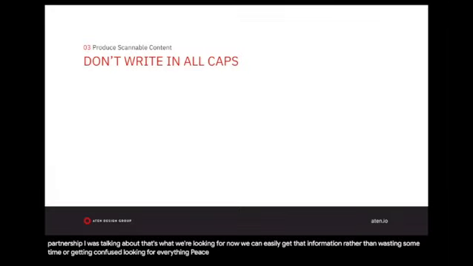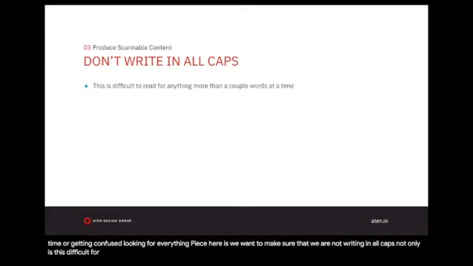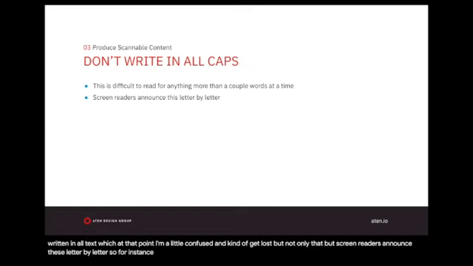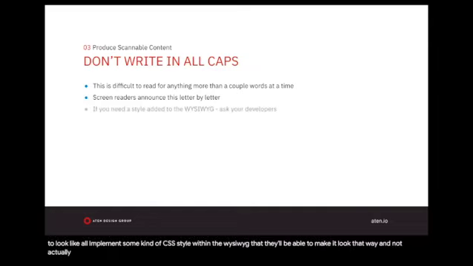Another important piece here is we want to make sure that we are not writing in all caps. Not only is this difficult for anyone to read for more than maybe a couple words at a time, I've seen some paragraphs that are written in all caps, which at that point I'm a little confused and get lost. But not only that, screen readers announce these letter by letter. So for instance, this heading that we're looking at is actually read as D-O-N-'-T-W-R-I-T-E, etc., etc. If you really want these to look like all caps, just talk to your developer and they'll make sure that they implement some kind of CSS style within the WYSIWYG so that it looks that way and not actually read that way.